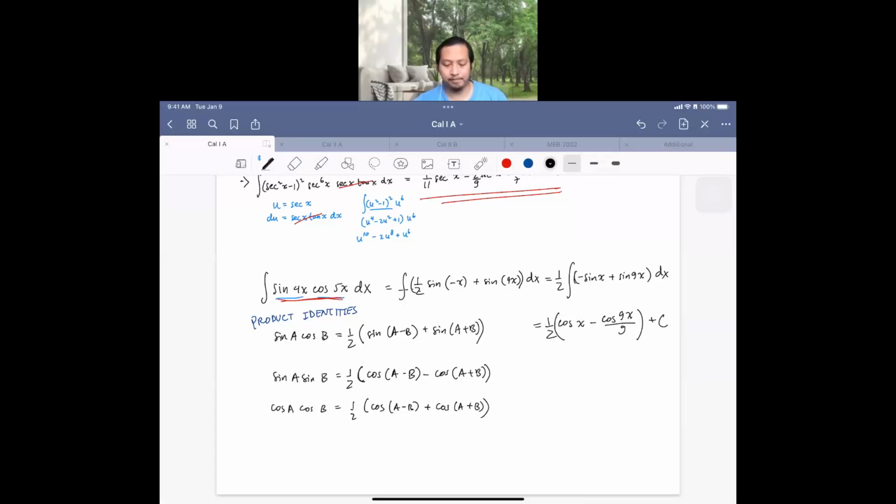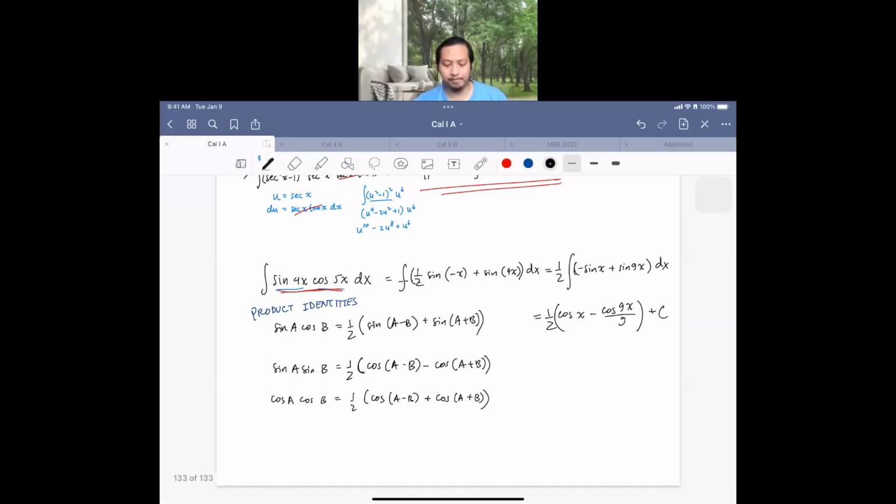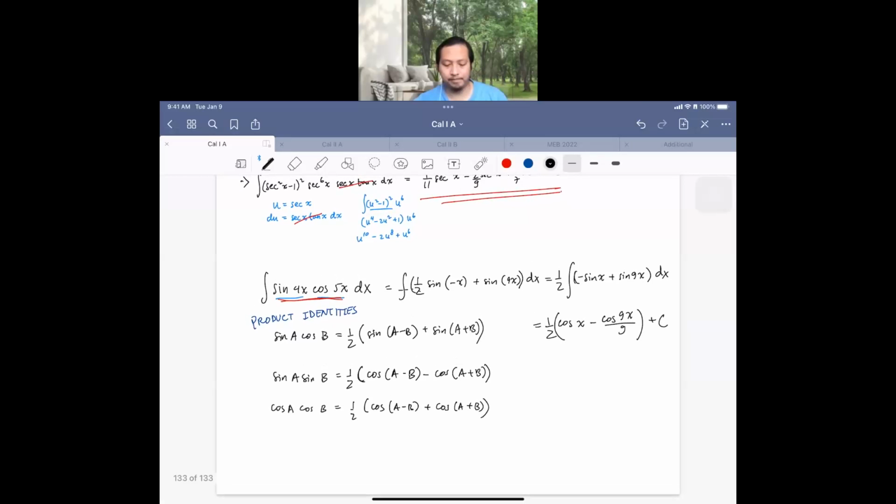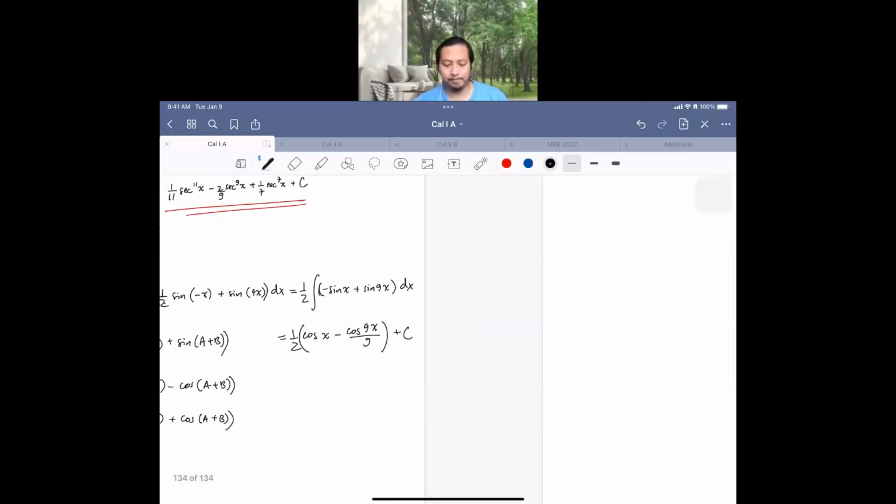Okay, that's the trigonometric integral, for most of the part. In the next section, we will be discussing the substitution method, but with trigonometry. We call it trigonometric substitutions. Let me move to the next section.